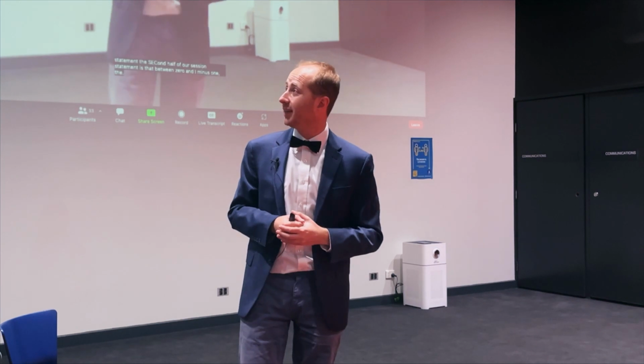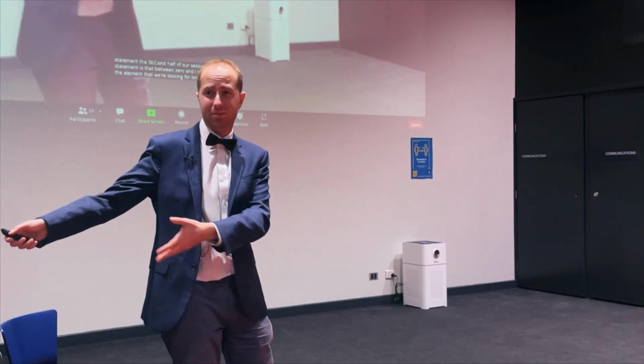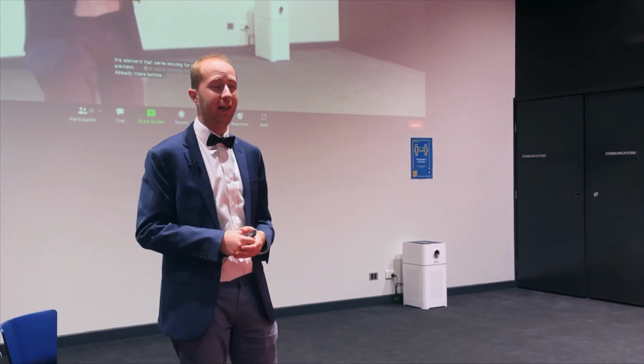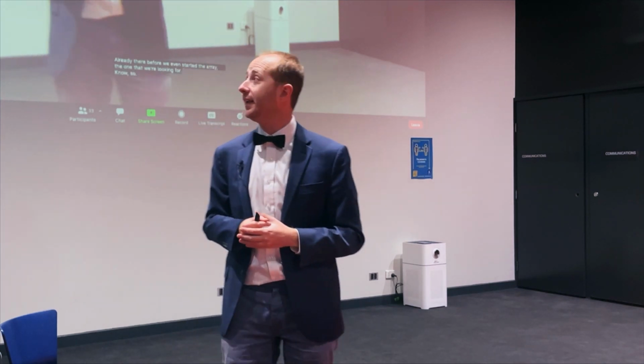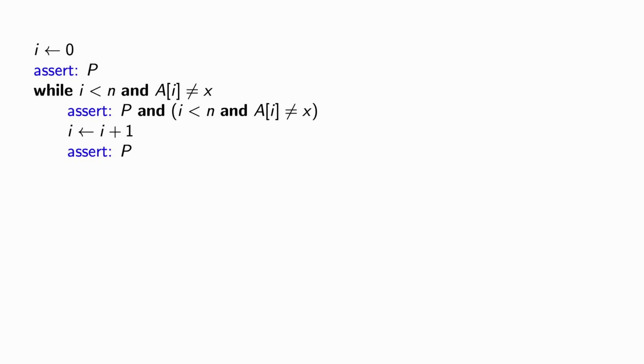The second half of our assertion statement is that between 0 and I minus 1, the element that we're looking for isn't there. Is the element already there before we've even started the array, the one that we're looking for? No, so our statement is true. It is not the case that we've already seen x, and it is also the case that we're within the bounds of the array, I is 0. Now let's move to the next line.